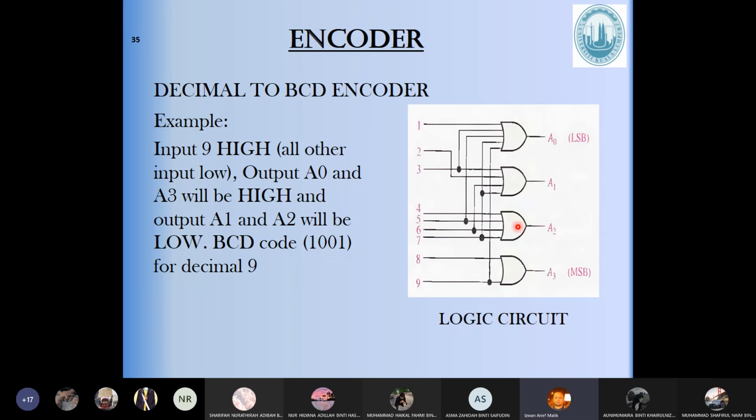Okay, you boleh cubalah. Kalau kata nombor kita ambil banyak sikit, nombor 7. So 7 yang akan menyala adalah A2, A1, A0. So that is how the numbers are displayed.